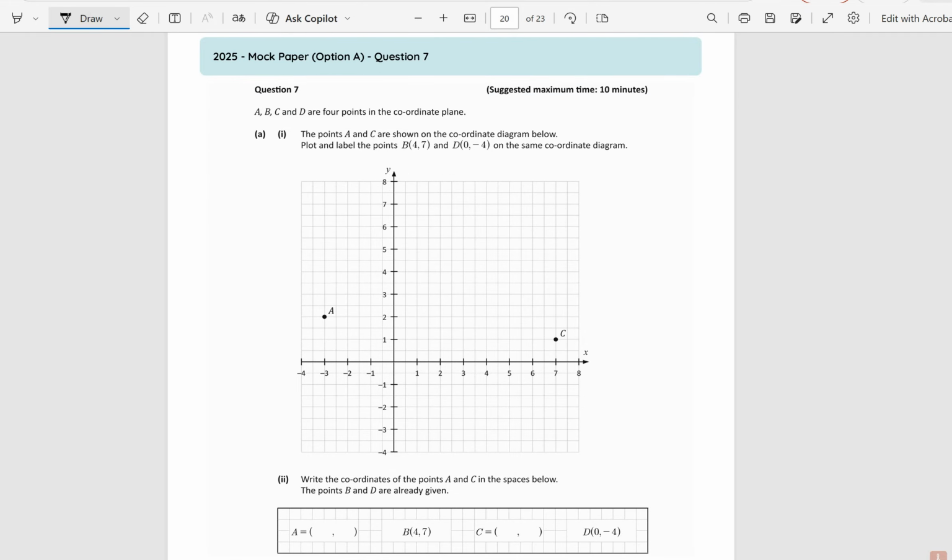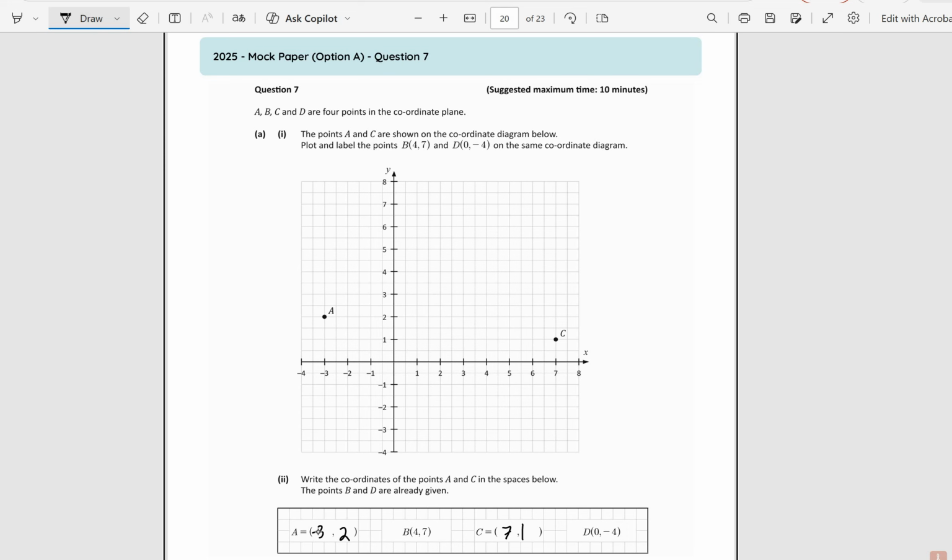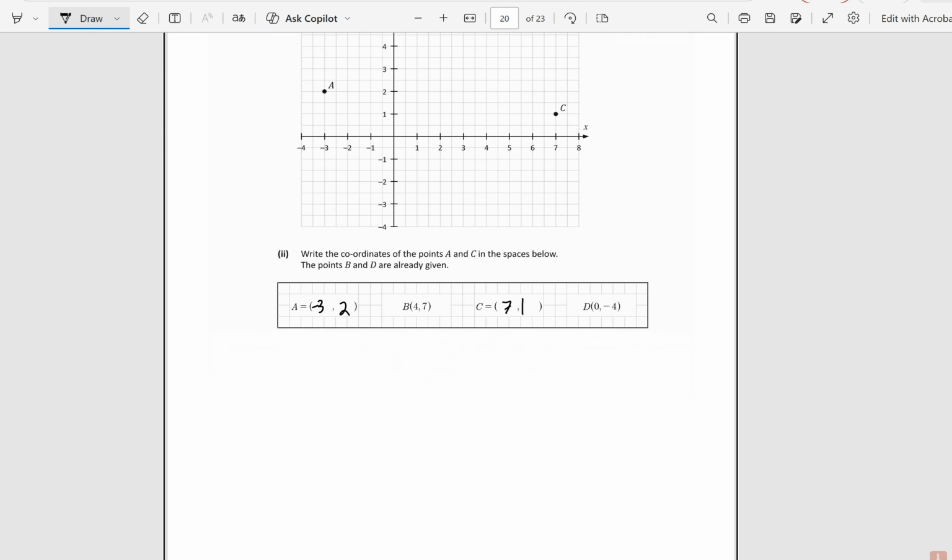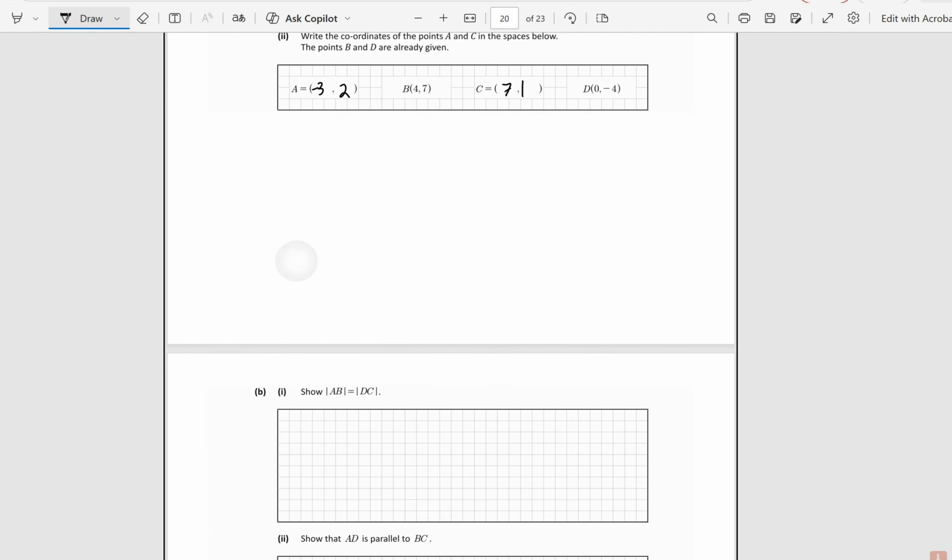Right, another coordinate geometry. Write down the coordinates of point A and C below. So A, we know it, it's minus 3, 2. C is 7, 1. Show that the distance, remember we talked about it, these two lines mean the distance. So the distance of AB is the same as DC. So we're talking distance formula, all right?